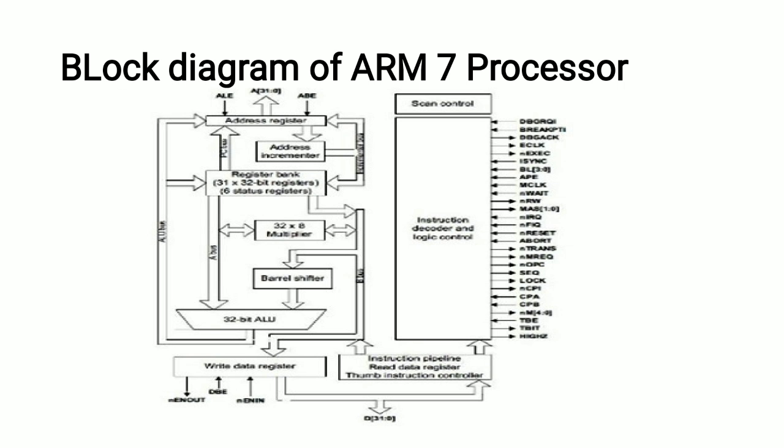This is the block diagram of the ARM 7 processor. In this block diagram, it has an address register, address incrementer, register bank, multiplier, barrel shifter, ALU unit, write data register, instruction pipelining, scan control, instruction decoder and logic control. So these are the units of the ARM processor.